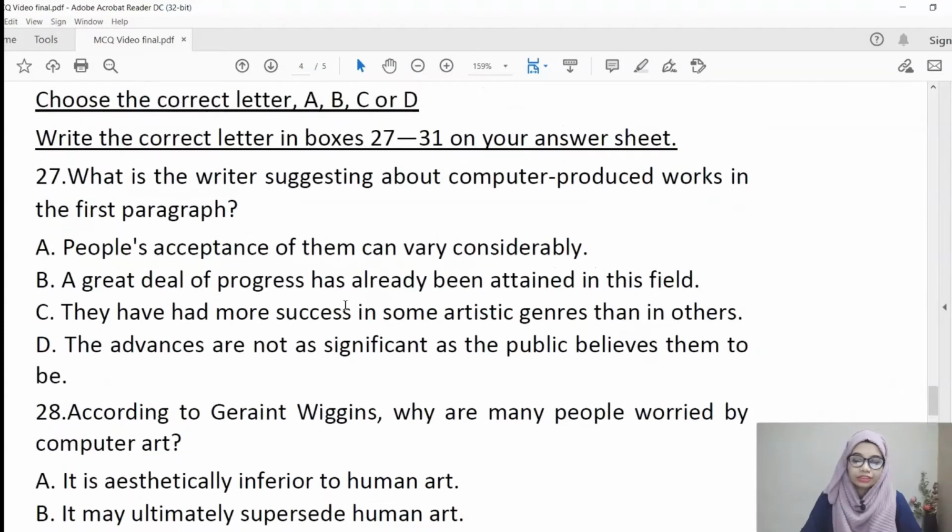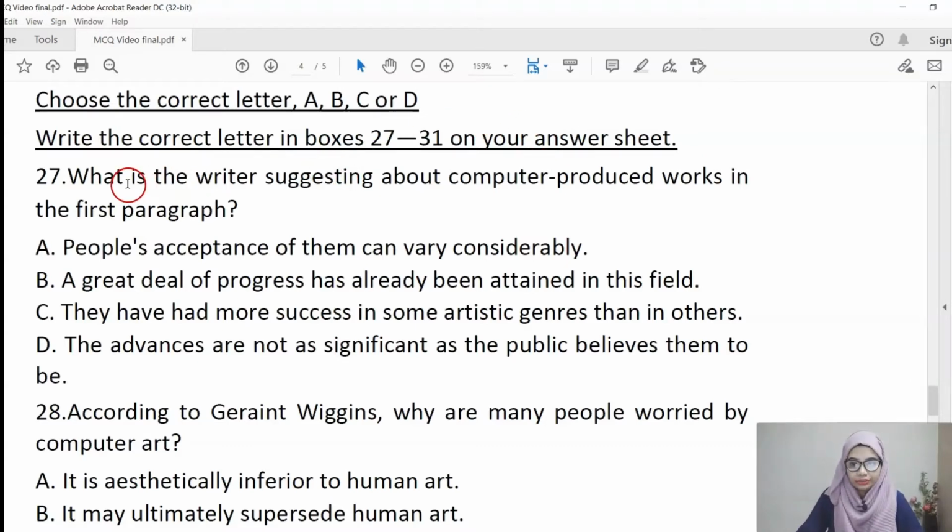We are going to first read the instructions, then read the first question. Choose the correct letter A, B, C, or D. Write the correct letter in boxes 27 to 31 on your answer sheet. Never miss out on reading the instructions because you might actually be a little bit distracted while doing this, and the instructions help you concentrate.